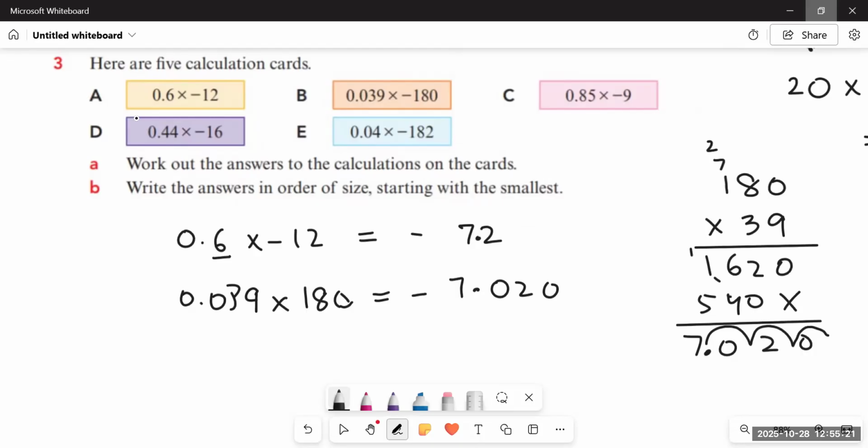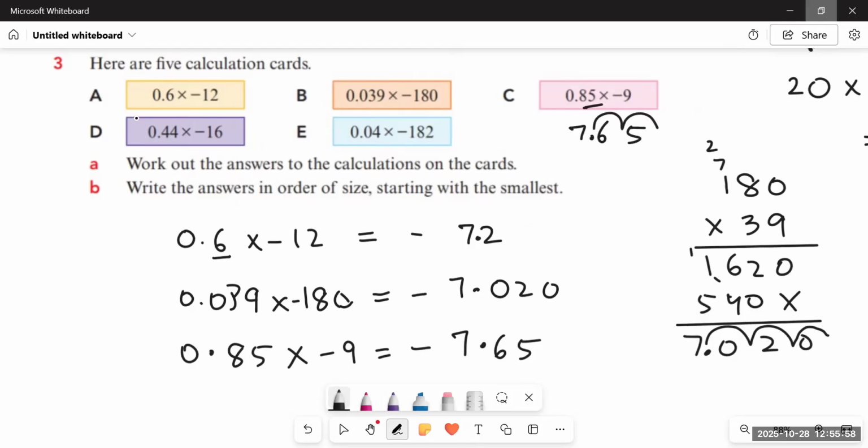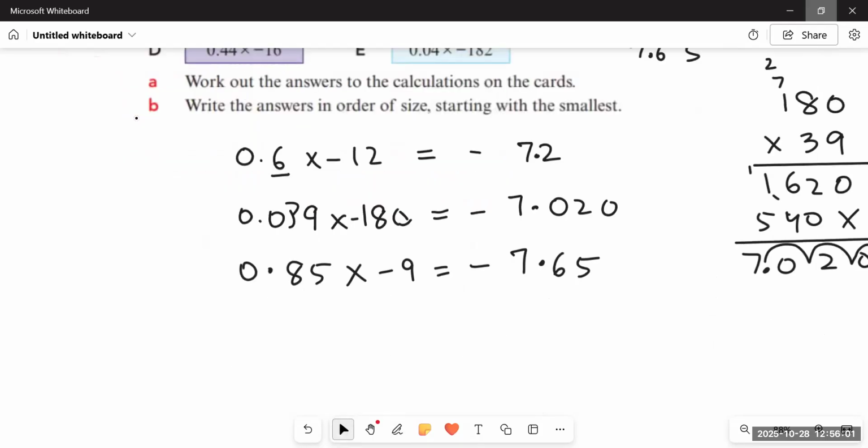Next, we have 0.85 into 9. Again, what we will do, we will multiply 85 with 9. Okay, so when you multiply 85 with 9, the answer is 765. And how many decimal places do we have? 2 decimal places, so the answer will be 0.85 multiplied by minus 9 is equal to minus 7.65. Why? Because when you multiply 85 with 9, you get 765. And here we have 2 decimal places, so we will put the decimal before the last 2 digits and it would become 7.65. That's all.